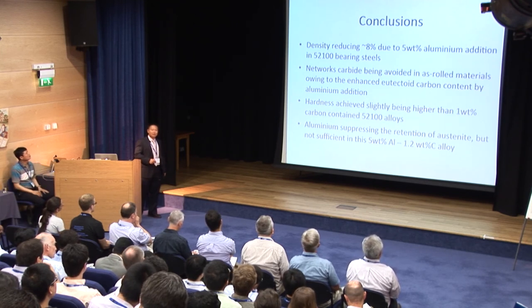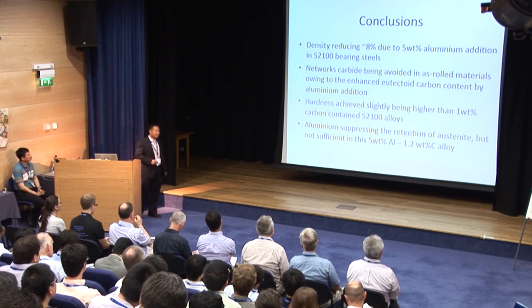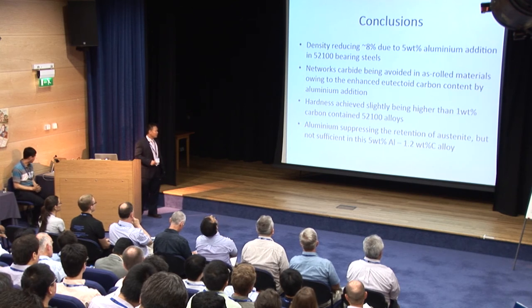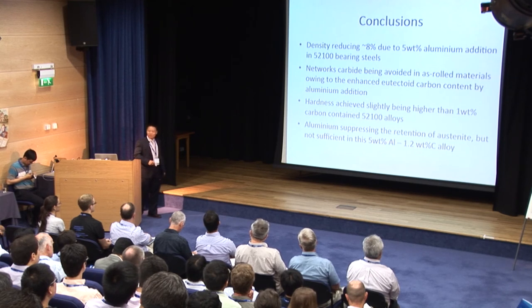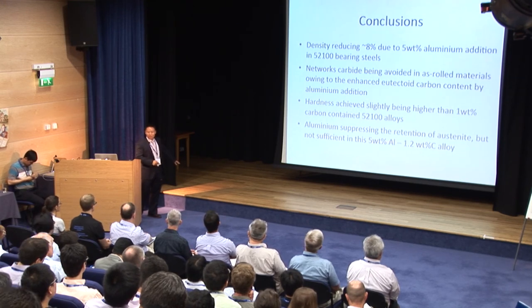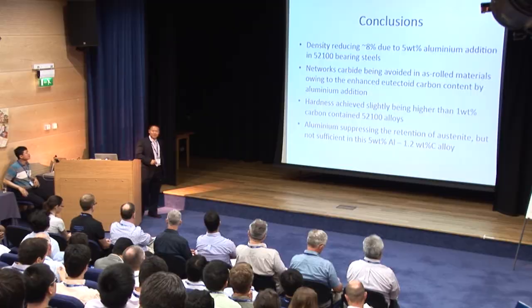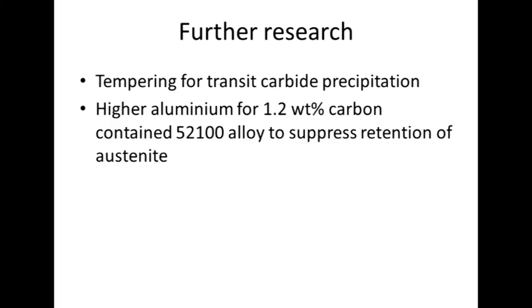We achieved 860 HV. And the aluminum suppresses the formation of austenite, but not sufficiently in this alloy system in this experimental result. But the further experiment shows us much better. Because it's just the beginning of this research, there is much research to do, and we will check to ensure whether this idea is right or not. Thank you very much.